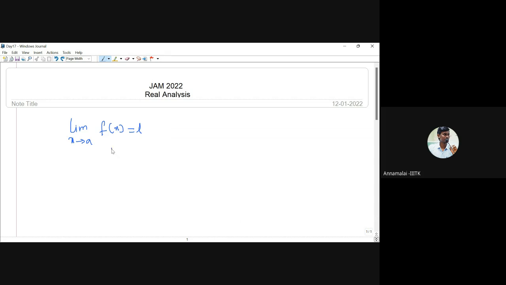If you take any epsilon greater than 0, there exists a delta greater than 0 such that whenever 0 is strictly less than modulus of x minus a, which is less than delta, it implies modulus of f of x minus L is less than epsilon. So that is the definition of the limit as x goes to a of f of x equal to L.